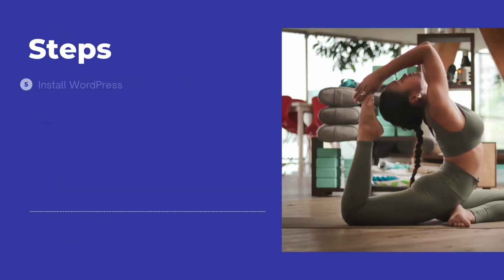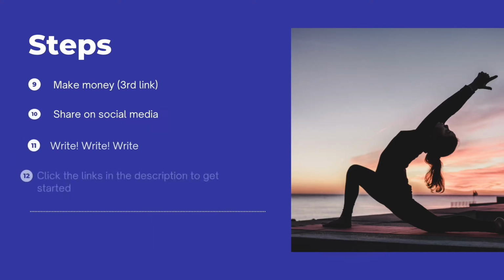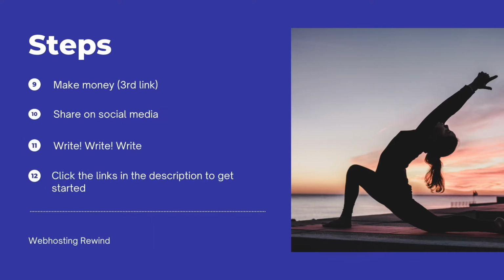After that, we are going to install WordPress. We're going to install both a free and premium WordPress theme. After that, we're going to make some changes so that your website can be seen around the world. And then we're actually going to look at how to start writing. After that, we're going to talk about some ways that you can make money with your blog, why you need to share your content on social media in the very beginning, and about how many blog posts you need to write.